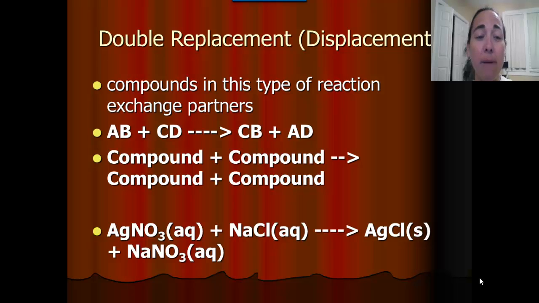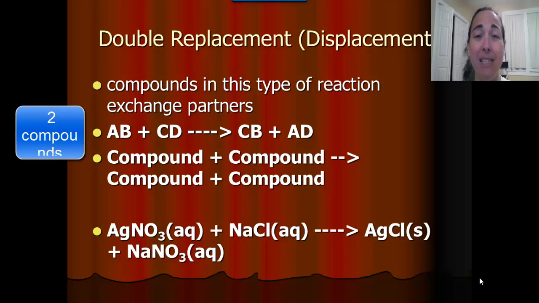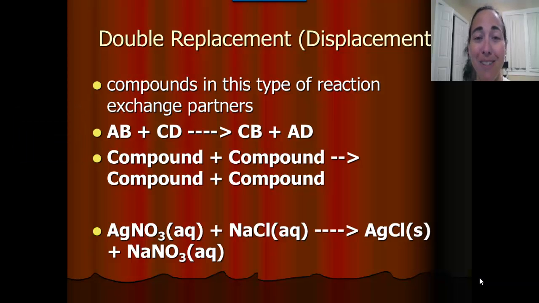You have AB plus CD, and so then the A and the D end up together, and the B and the C end up together if you look at the generic equation. I know that's a little bit confusing, but take a look at the bottom. You've got silver nitrate plus sodium chloride. The positive silver is going to need to switch places with the sodium. So you end up with silver chloride as one product, and you end up with sodium nitrate as the other product.